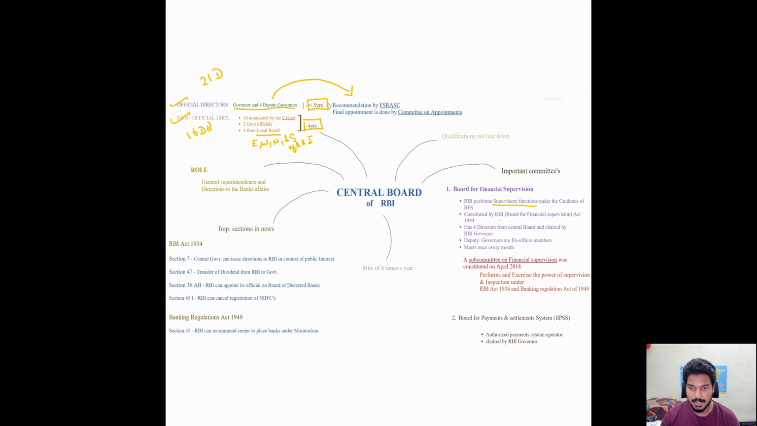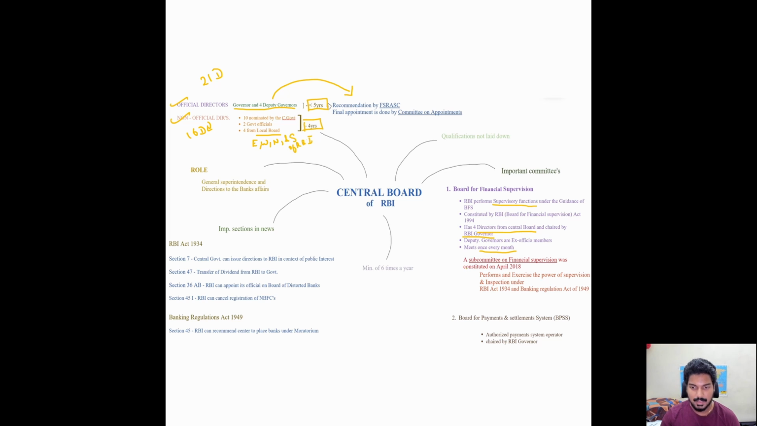It is constituted by the RBI Board for Financial Supervision Regulations of 1994. It has 4 directors from the Central Board and is chaired by the RBI Governor. So automatically the committees chaired by the RBI Governor become important. This is one committee where the RBI Governor is the chairman. Then the deputy governors are ex officio members of this committee. It also meets once every month. So this is also important.